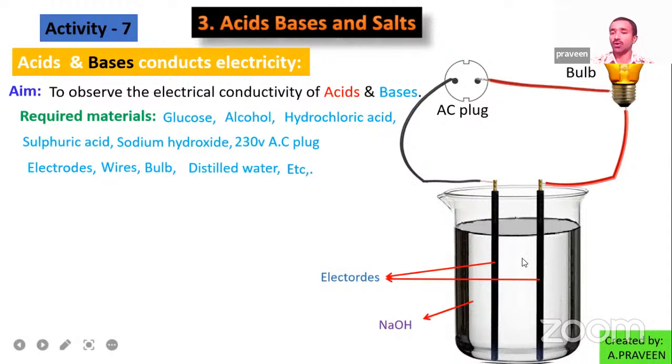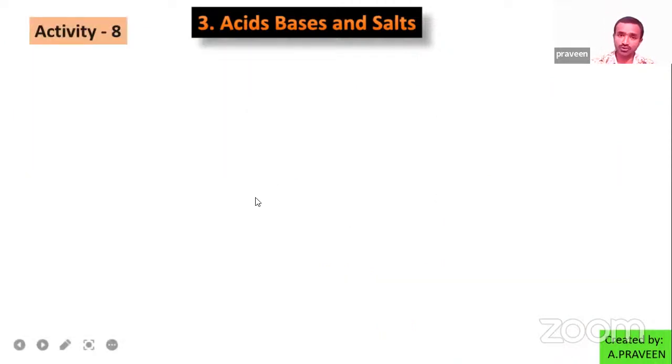So you understood very well about the electrical conductivity of acids and bases. Acids and bases are producing ions. So a similar activity we are conducting to know about the ions, but the difference is that we are not depending on the current. Without depending on the current, do you see the production of ions? So that we are learning in activity 8.